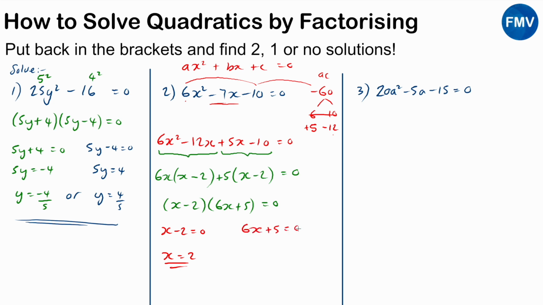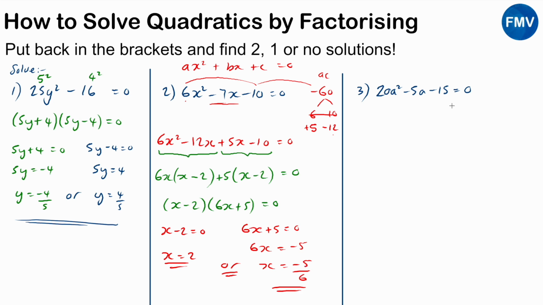6x plus 5 equals 0. So we're going to take 5 from both sides. We have 6x equals minus 5. We divide both sides by 6. We have x is equal to minus 5 over 6. So in this case, x is 2 or x is minus 5 over 6.